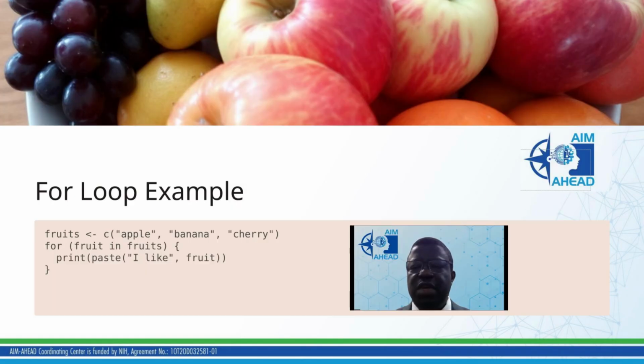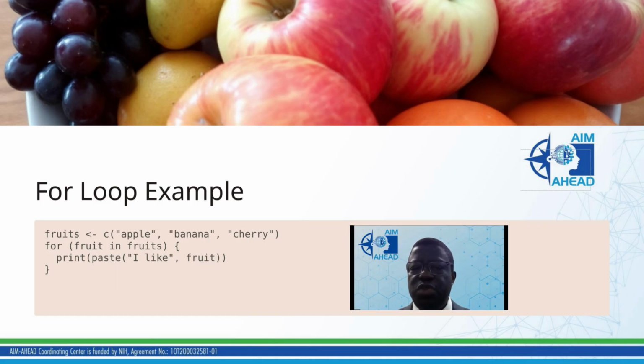For loop example in R. In this segment, we will explore the functionality of for loops in R programming, showcasing how to iterate through elements of a vector efficiently. We begin by creating a vector named fruits, which contains 3 elements: apple, banana, and cherry. Next, we utilize a for loop to traverse each element within the fruits vector. During each iteration, the current element is assigned to the variable fruit.